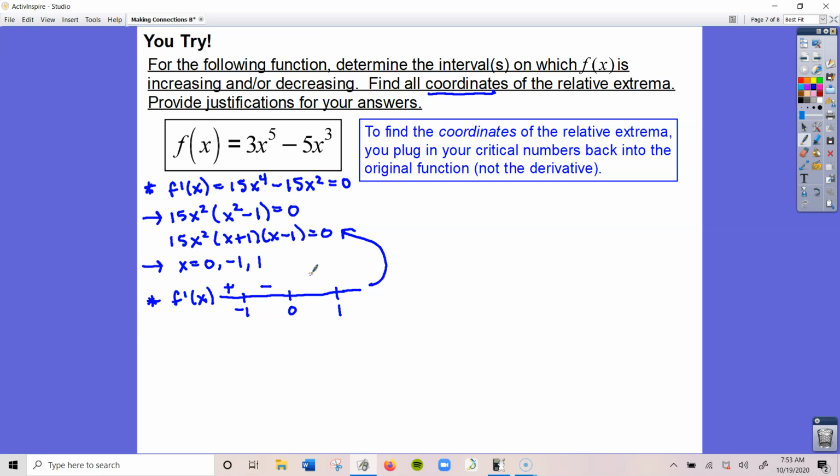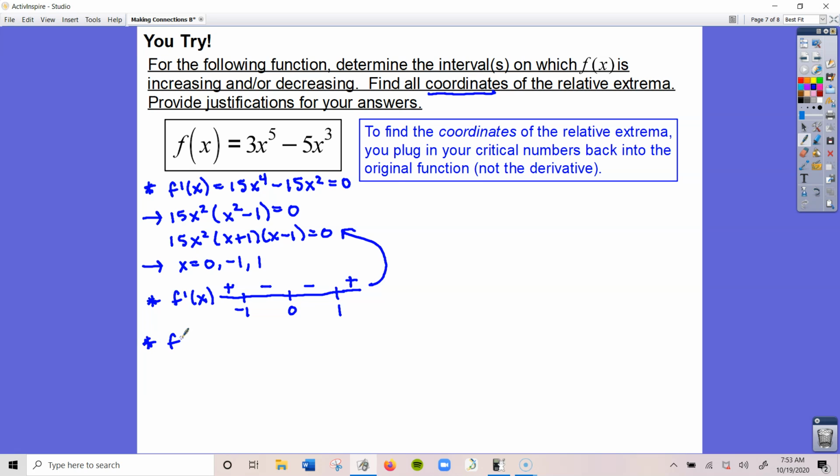Now when I plug in a positive 1/2, my first factor would be positive, my second factor would be positive, but my last factor would be negative. So a positive times a negative would give me a negative. And finally, when I plug in 2, I get a positive times another positive, giving me a positive number. Now I'm ready to start giving all of my information.